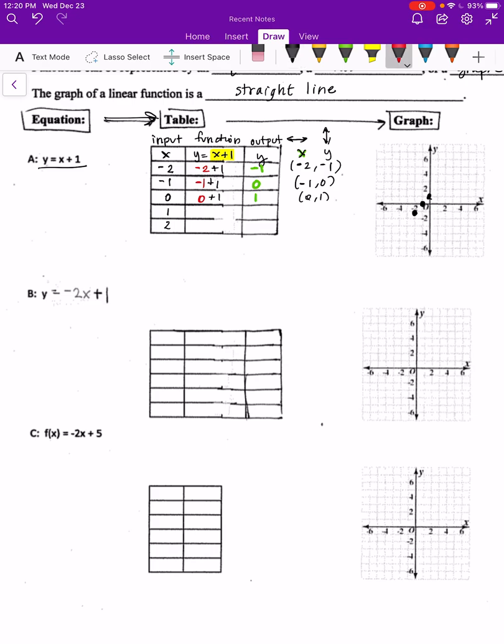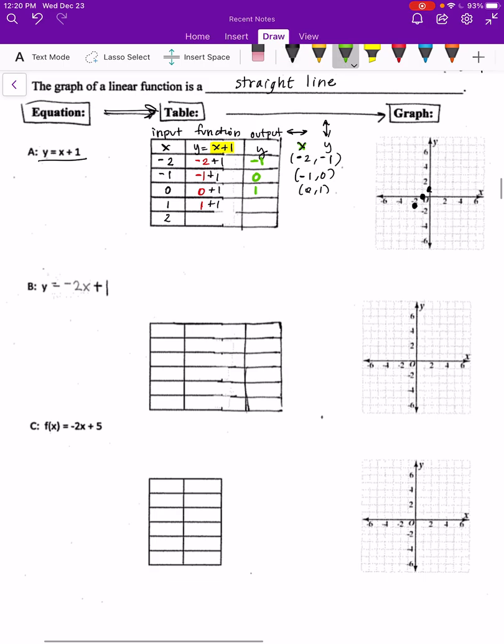All right, next, I'm going to plug in 1. So I have 1 plus 1. 1 plus 1 is 2. So my next point is 1, 2. So over 1, up to 2.